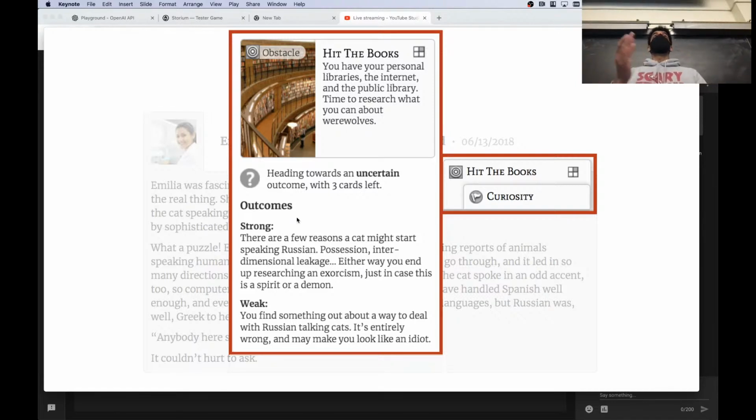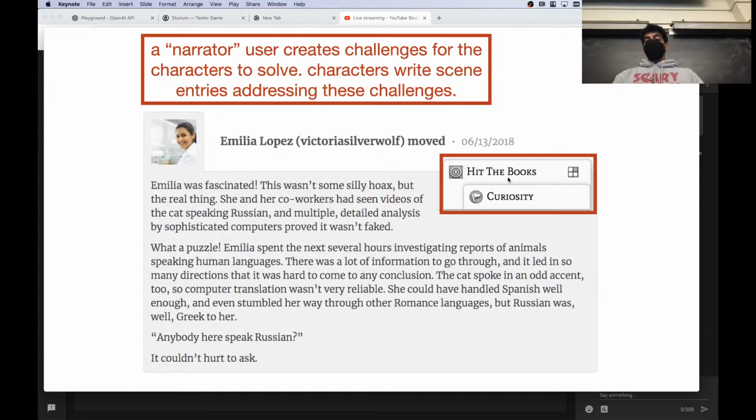It also even gives you some outcomes. The user can choose to write a scene that will drive the story to either one of these strong or weak outcomes. So I guess here you might start researching Russian-speaking cats and demons. And in this other outcome, you look like an idiot because you don't find out anything about werewolves, I guess. So you can see that here, Emilia is writing a scene to address this Hit the Books challenge, and she's using her curiosity attribute to do so.